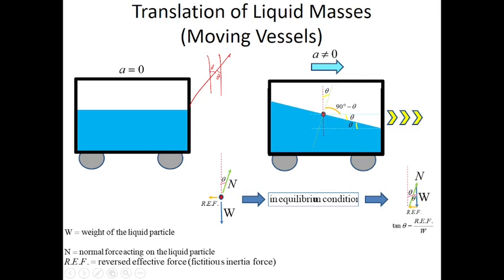And pwede nating kunin yung tangent of theta. Tangent ang ating concern. Tangent is opposite over adjacent. So, ito yung opposite, ito yung adjacent. Ito yung theta, opposite niya ay REF, adjacent niya ay weight.